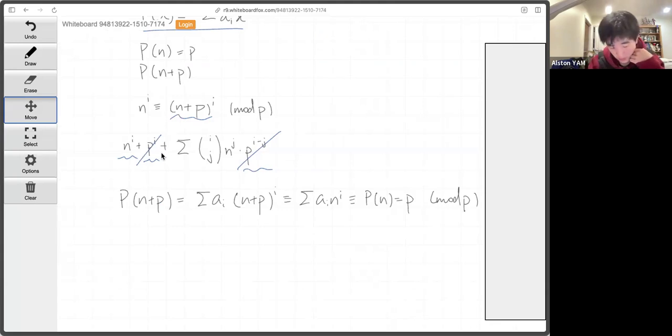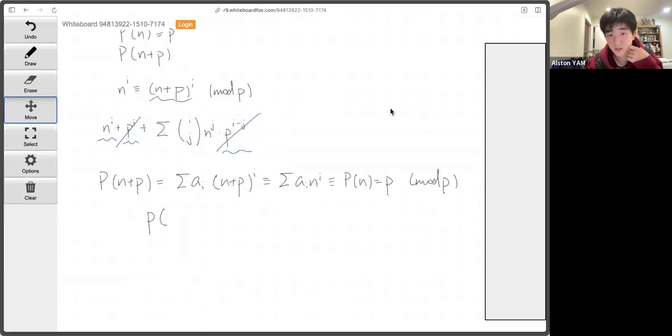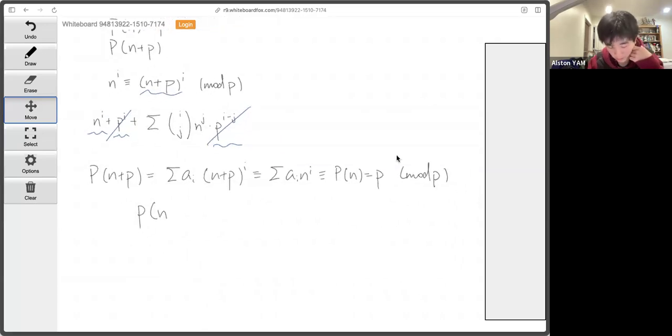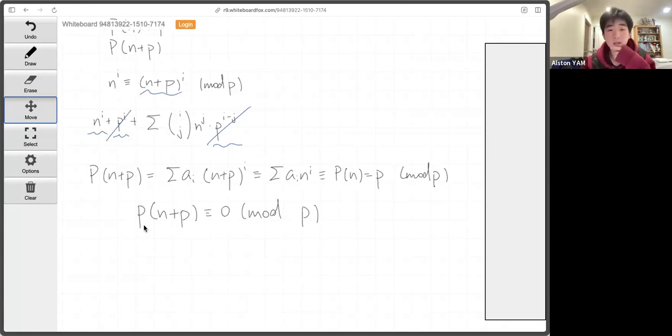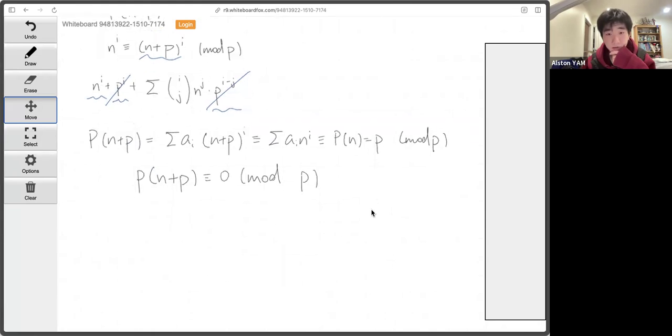So what does that mean? That means that P of, can people actually see that? Yeah. That means P of n plus p will be congruent to 0 mod p. So in other words, P, which represents this polynomial, if I substitute n plus p into it, it will be divisible by p, by the small prime p.